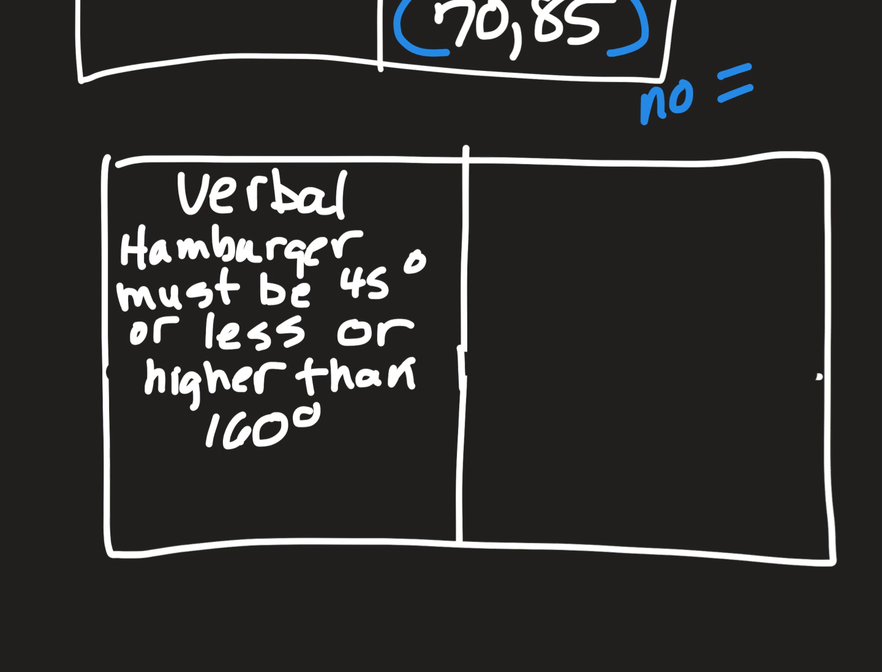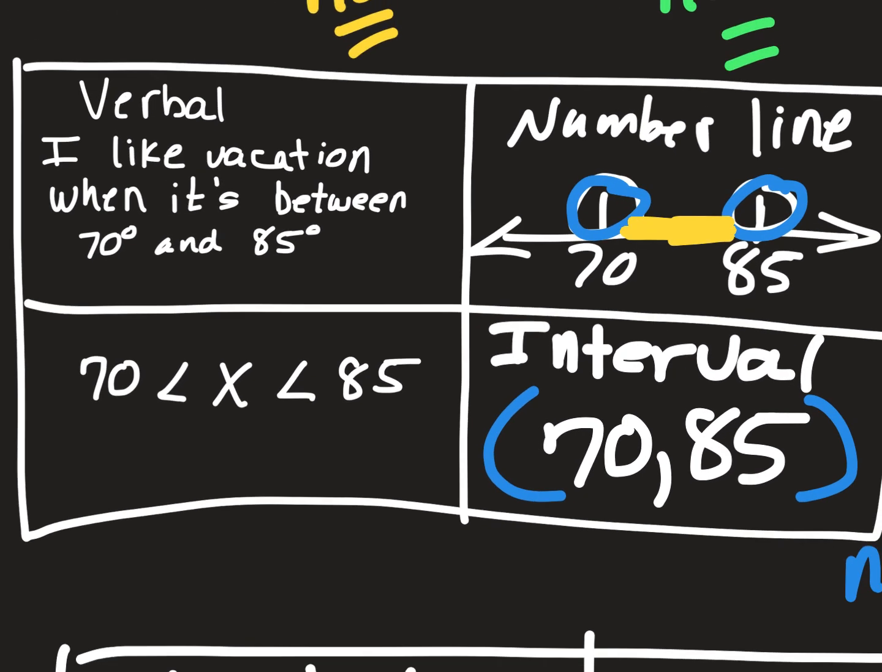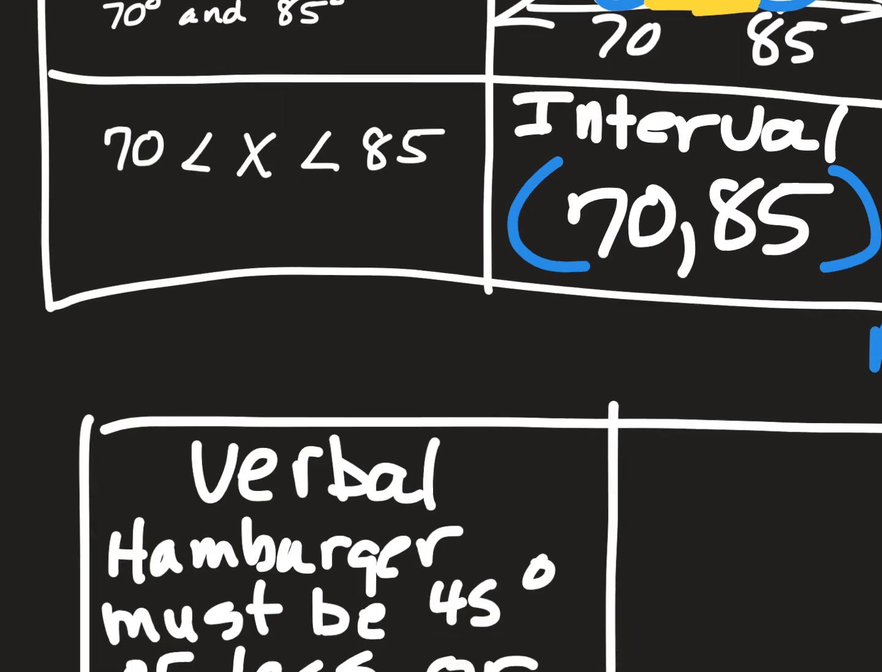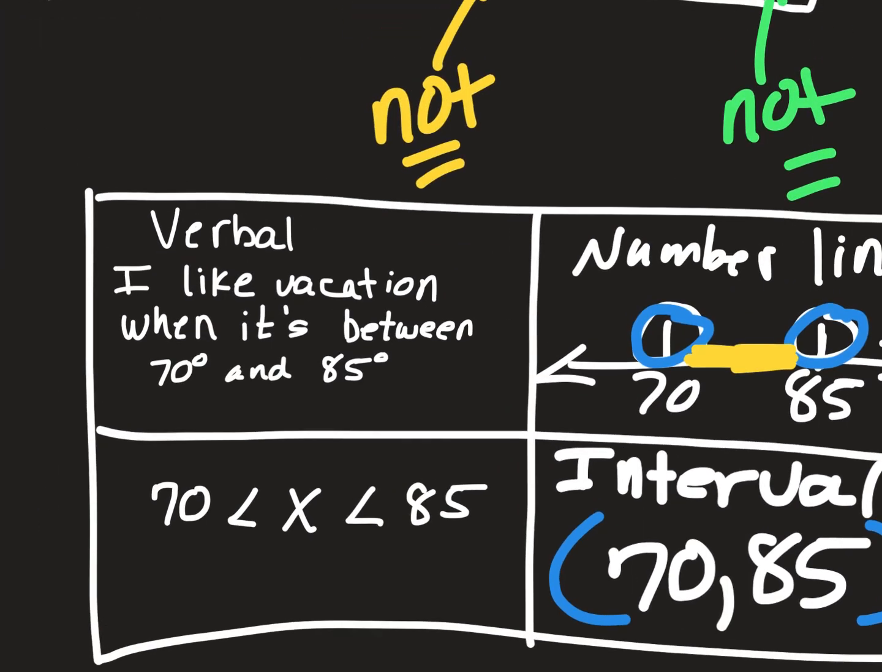All right. So that means this is going to be a compound inequality. Can you be less than 45 degrees and higher than 160 at the same time? Can you be cold and hot at the same time? No. Okay. So this one I did up here, you can be between 70 and 85. That's what we call an and. Higher than 70 and lower than 85. Because you can be between those two.